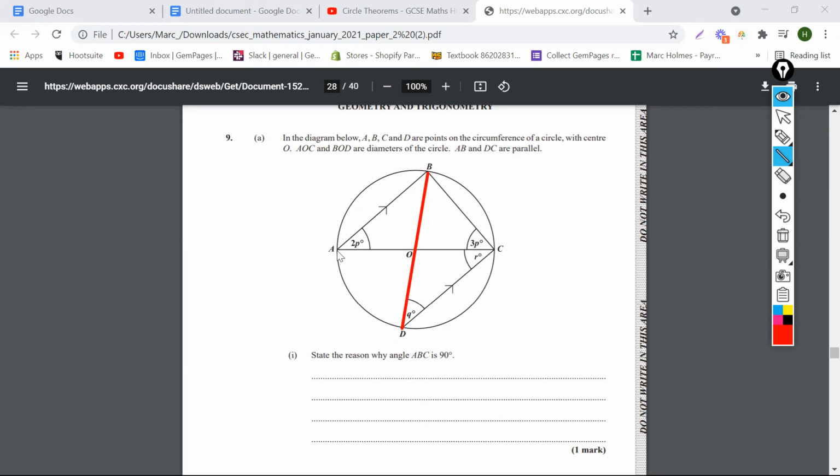And AOC is a diameter. So here is also a diameter as well. And it says AB and DC are parallel. So they're trying to say these are parallel. Cool. So it says here, state the reason why ABC is 90 degrees. Cool. So they said, guys, state why ABC is 90 degrees. I think this is a good question. And I'm going to ask Denise. Denise, why is that 90 degrees?